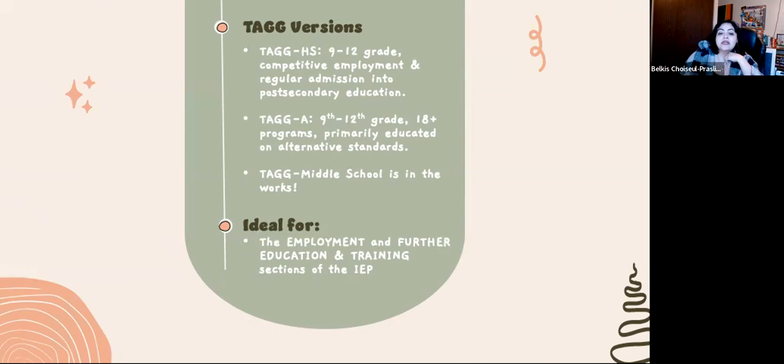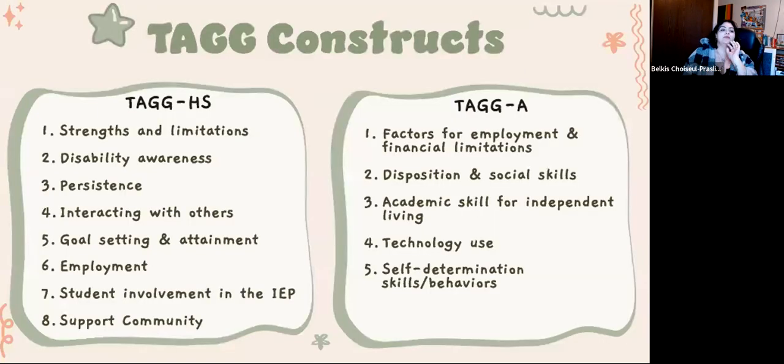So the TAG, as we are going to be using it in the way that most people do, is very ideal for the employment and further education and training sections of the IEP or the transition plan in the IEP. Because they're two different tests within the same system, they're created for different populations. They target different constructs, or areas or skills. The TAG calls them constructs; you could think of them as buckets, categories, areas, skills. And these constructs are the ones that research has said lead to better post-school outcomes.